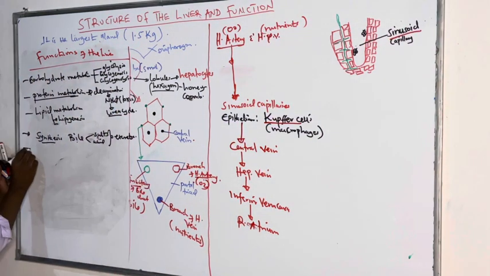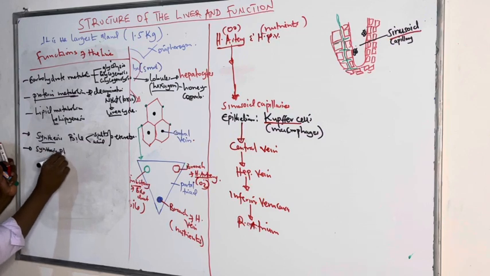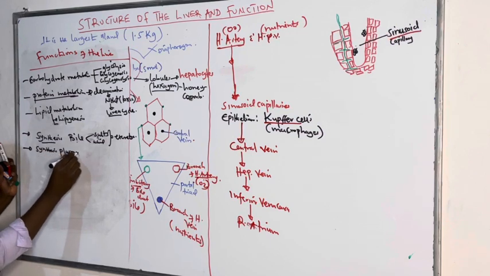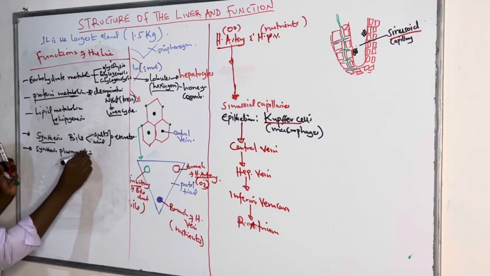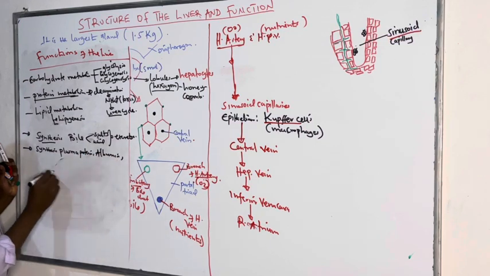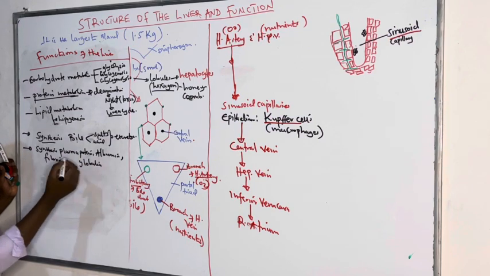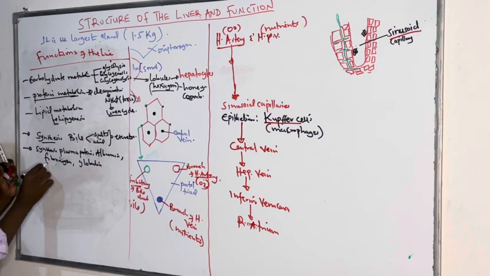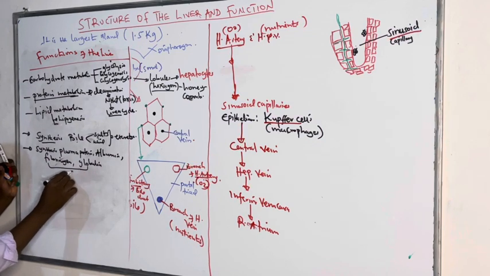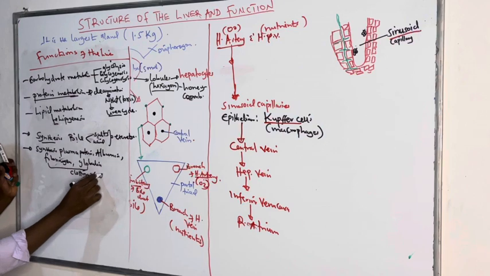Then we saw the liver doing the role of synthesis of plasma proteins, and these plasma proteins include albumin, fibrinogen, and globulins. These are synthesized by the liver, and these ones form part of the clotting factors. So we see also synthesis of clotting factors.